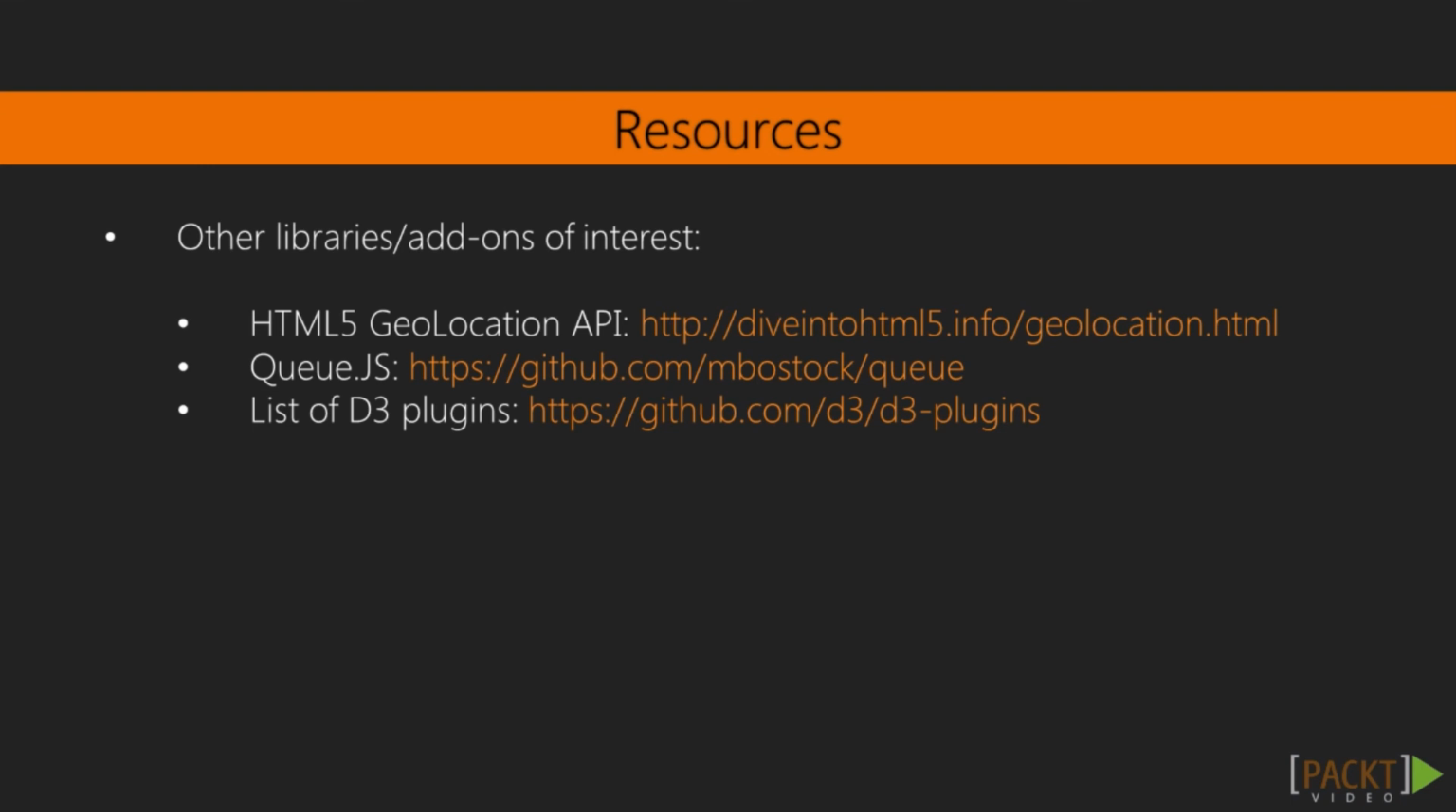Next is Queue.js, a library by Mike Bostock that helps you fine-tune when asynchronous calls and the related callback functions run, either through Node.js or in the browser. It can help keep parts of your page from running before the necessary data is gathered. The third link in this section is a user-contributed list of D3 plugins that cover a variety of applications.